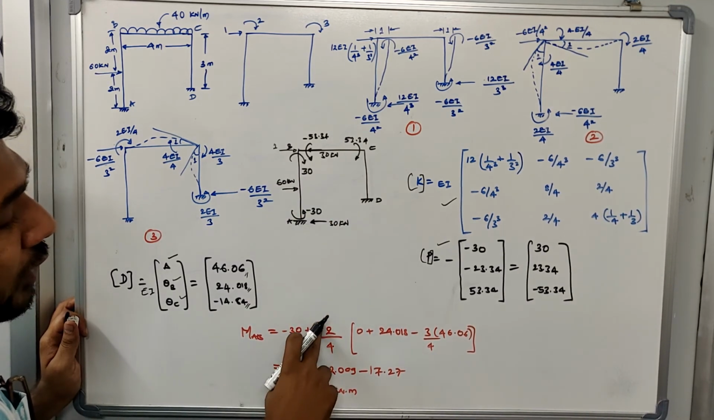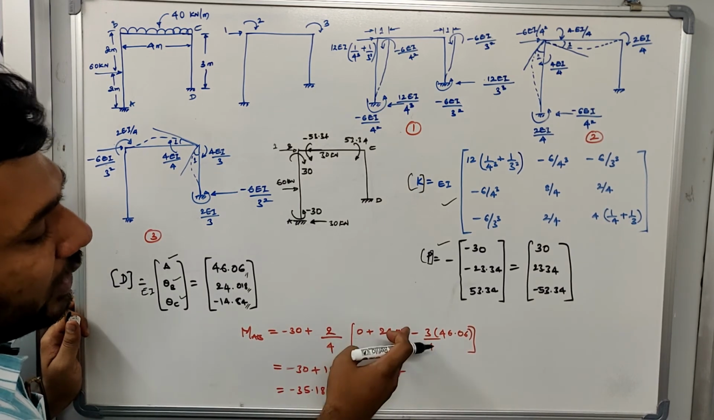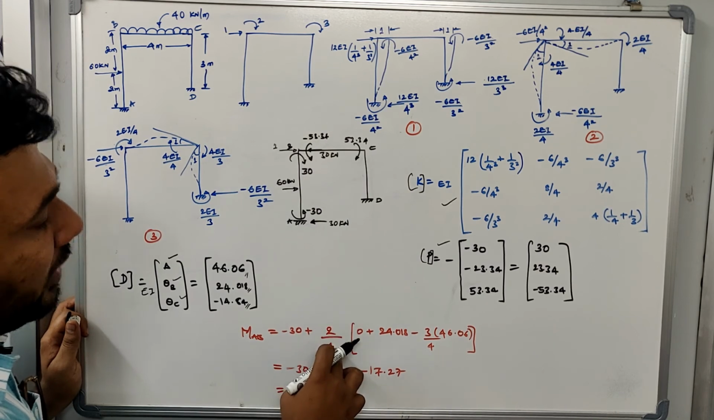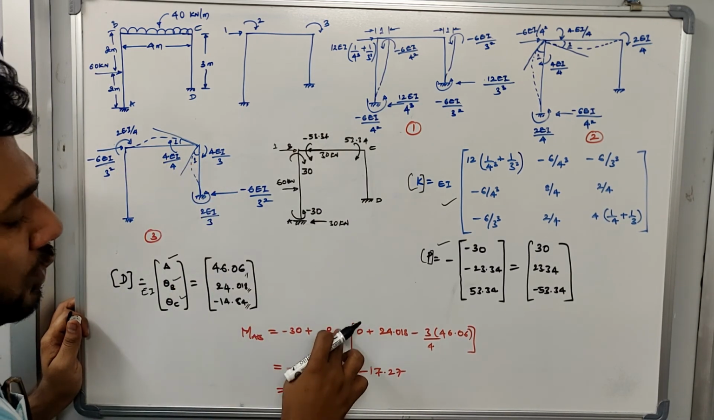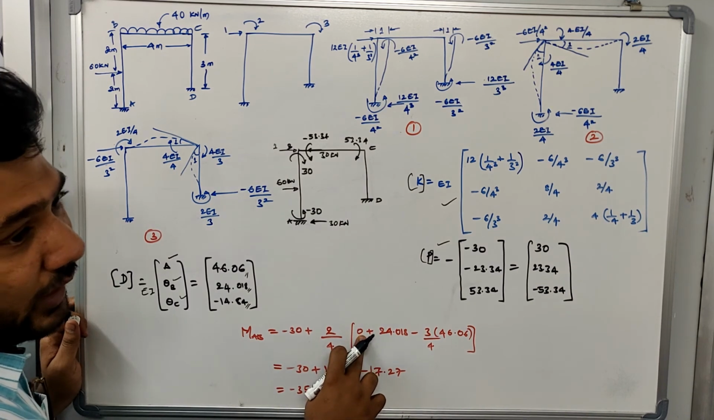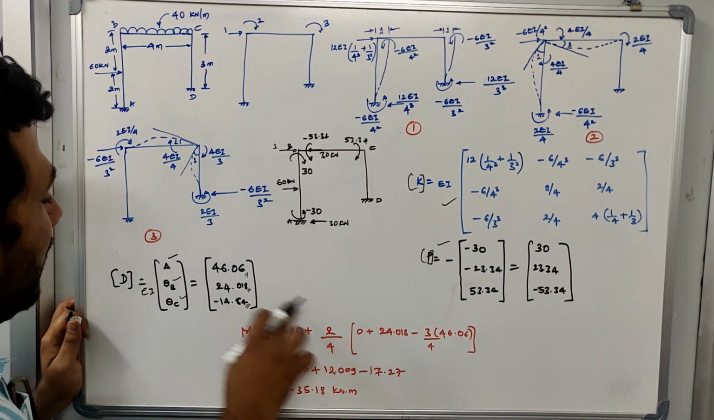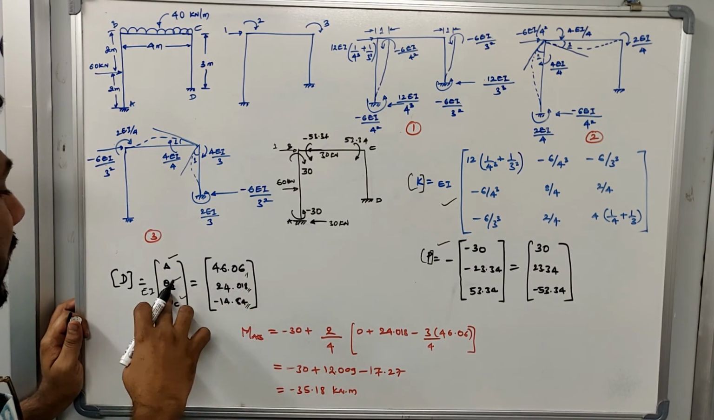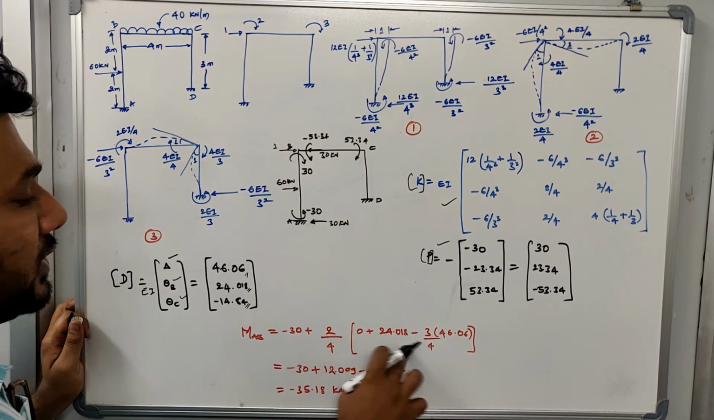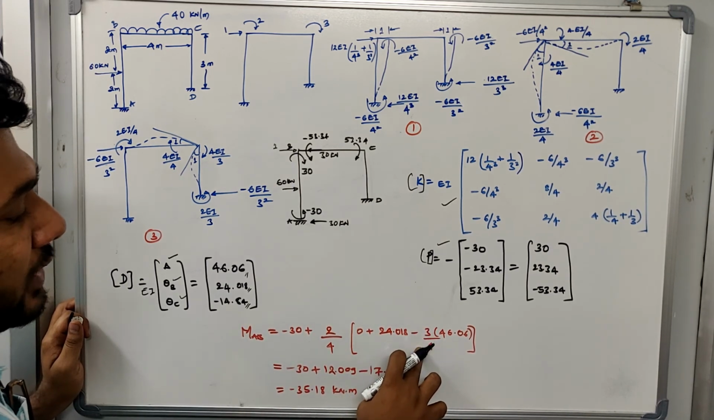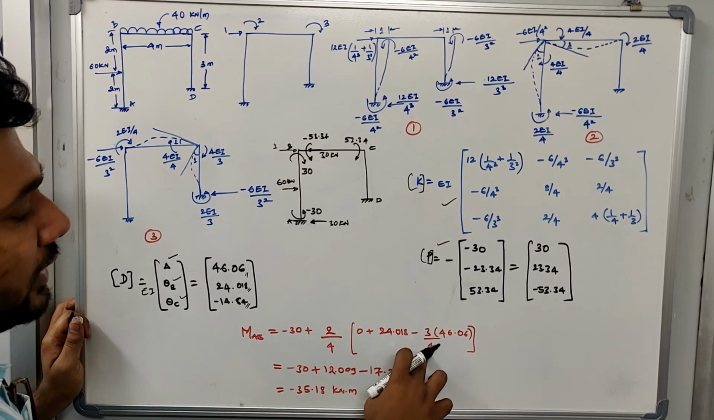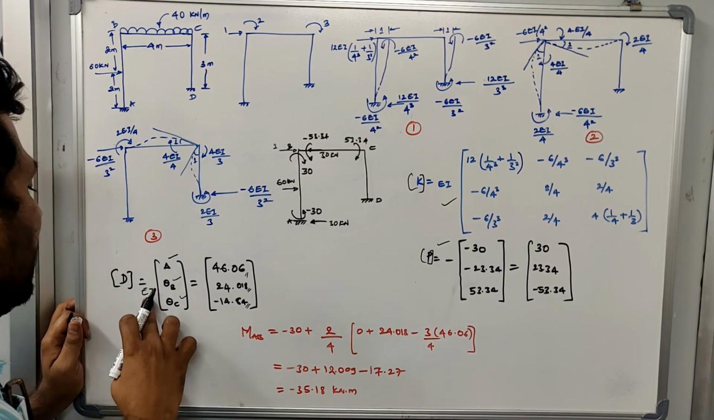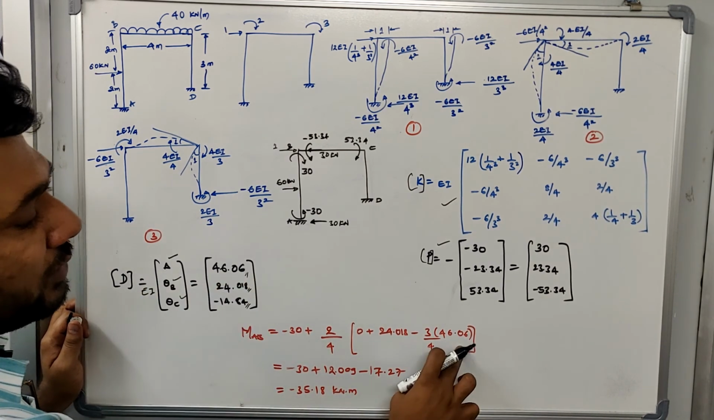Plus 2 EI. Let us consider that we have multiplied EI inside. So 2 by L: 2 divided by the length of this column, which is 4. So 2 by 4 into bracket theta A is equal to 0, theta B is equal to, as we know, 24.018. So EI theta B is 24.018, which is written here. Minus 3 by L: L is 4 meter, so 3 by 4 multiplied by the EI delta value. EI delta value is 46.06, which has been multiplied here.